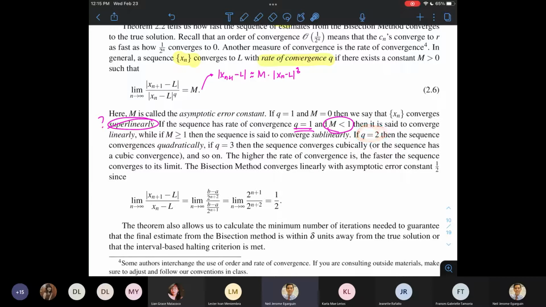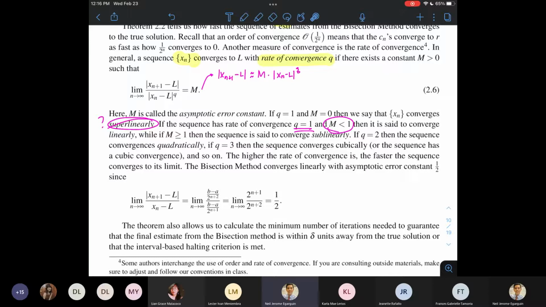If q is equal to 2, then we say that the sequence converges quadratically. Kung q equals 3, then we say that the rate of convergence is cubic. All right? And again, the higher the value of q, the faster the convergence becomes. Okay? So tingnan natin, ano yung order, ano yung rate of convergence ng bisection method.